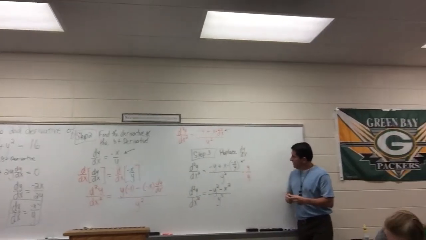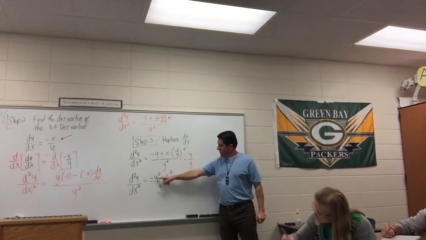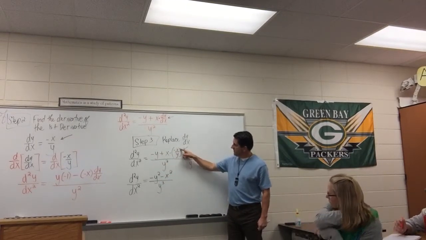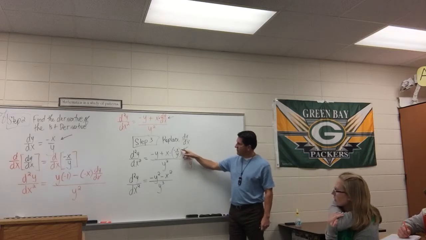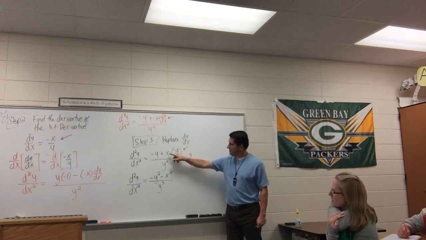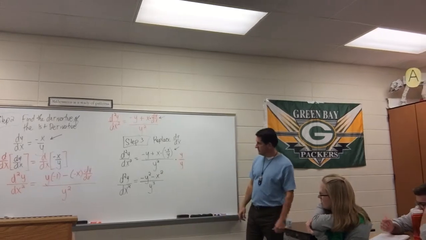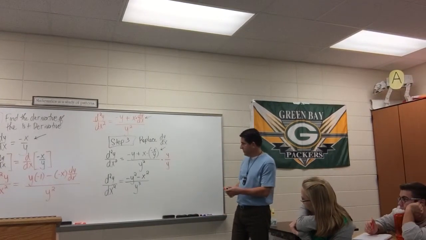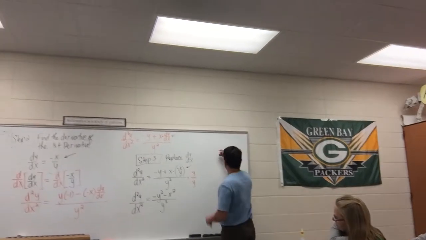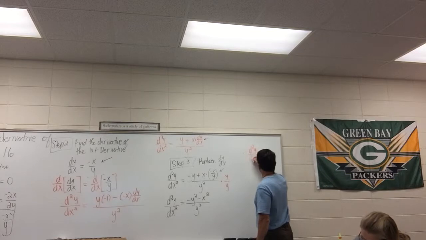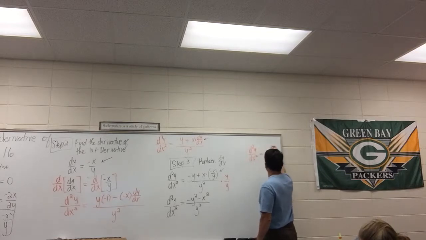Notice what happened here. y times negative y squared. y times negative x over y, the y's cancel. So it's just left with negative x times x, negative x squared. Which can be rewritten, therefore, d squared y over dx squared is equal to negative 16 over y cubed.